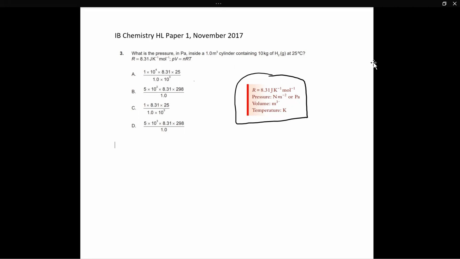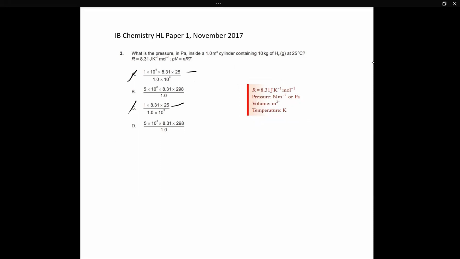Anyways, just by looking at this question, the very first thing you should notice is that two options are completely wrong, and you can just spot that. Those two options are A and C. Why these are wrong is because of the temperature that they use in these equations. They have used the temperature as 25 degrees Celsius. This is the temperature they've given to us in the question, but what you must remember is that in the ideal gas equation, you cannot use temperature in degrees Celsius. It has to be in Kelvin.